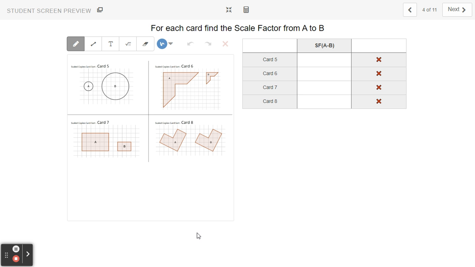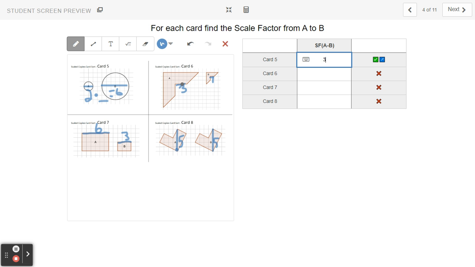So let's try some different ones. Now we have to find the scale factor from A to B on these cards. So I've gone ahead and identified some corresponding sides, just like we did on the other ones, or corresponding distances, like this first one. And I've also identified the length of each of those sides or distances. So now I can find my scale factor. So now I'm thinking, 2 times what equals 6? Well, I know 2 times 3 is 6, so that's got to be the scale factor there.